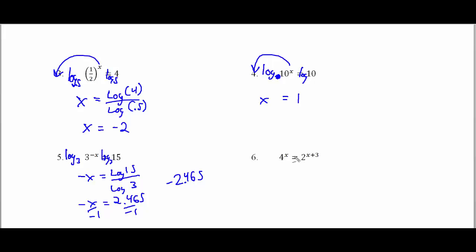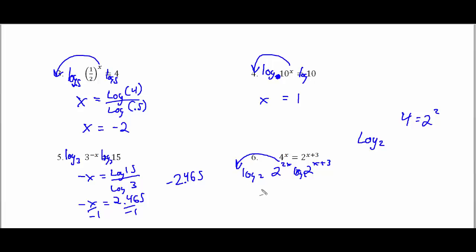Now we can't actually take different logs on different sides of the problem, so what I'm going to try to do is get everything in log base 2. And I can do that because 4 is the same thing as 2 squared. So if I rewrite the problem as 2 raised to the 2x power, and then 2 raised to the 2x plus 3 power, I can take log base 2 of both sides, and now we'll have some nice simplification.